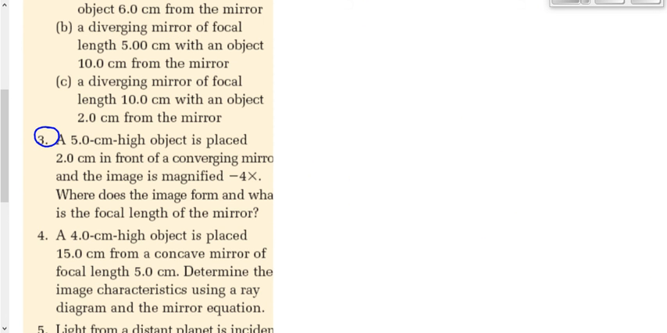It says a 5 centimeter high object, that's going to be HO, placed 2 centimeters in front of a converging mirror. That would be DO, and it's 2.0 centimeters. The image is magnified -4. So let's see, M is -4. Technically, that gives us 1 significant digit for our final answer, right? Yes, you're right the first time. Where does the image form? Where's DI? And what's the focal length?